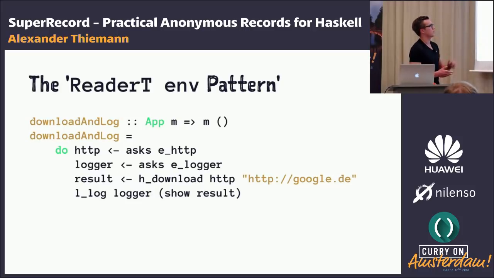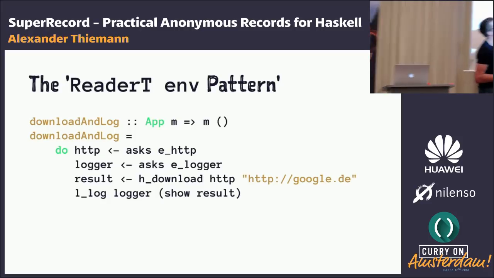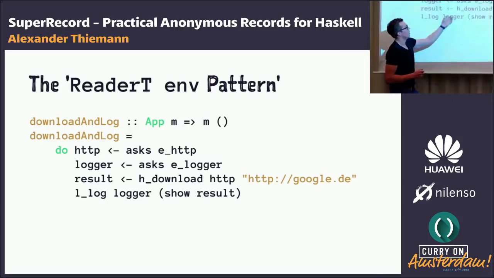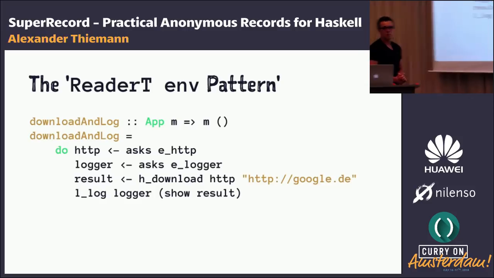It's obviously just an example I put together here, not very realistic, but let's consider this function. It runs in our App M we just defined, and it needs the HTTP client, it needs the logger. Then we do some downloading using this HTTP client which we just acquired, and then we log the results somewhere. We don't care about this. So what is the problem with this function when you look at it?